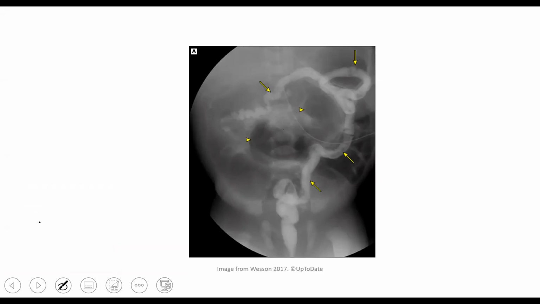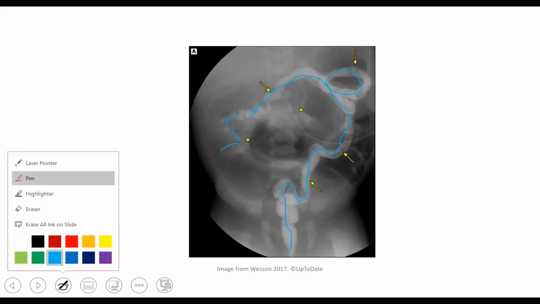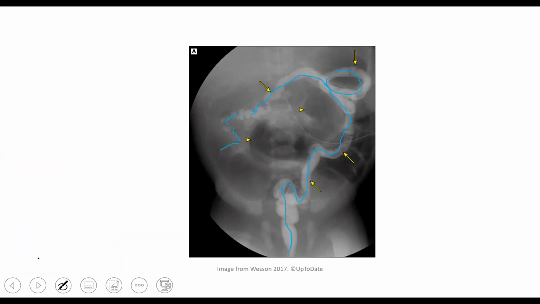Let me clear it up, so we can do it in two different colors. So that's where we give contrast, filling defect, and then ending here. If you pay attention more, you will see the bowel all dilated here. That's proximal to the obstruction. Okay? In this case, you need to take the baby to surgery.